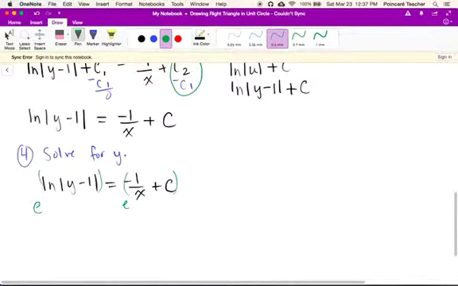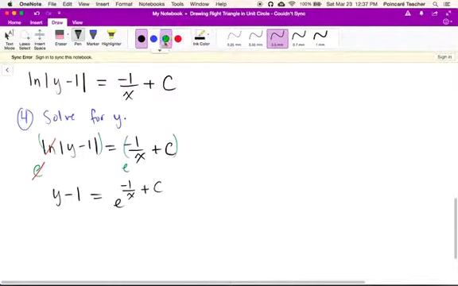So these are the exponent of e. The e and the ln will cancel each other out. And so what I have left is, the ln canceled out, y minus 1 equal to e to the power of 1 over x plus c.